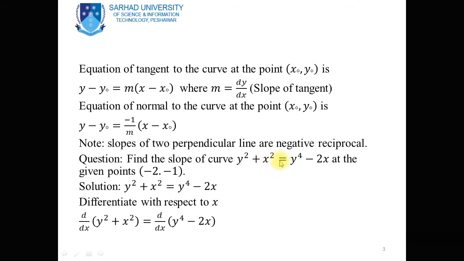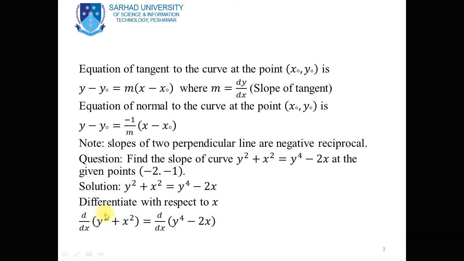Now for the slope of this curve, calculate the implicit differentiation at this point (-2, -1). Minus 2 represents x naught and minus 1 represents y naught. Now y square plus x square is equal to y power 4 minus 2x. So first of all, find the implicit differentiation of this implicit function, taking the derivative with respect to x of y square plus x square, and the derivative with respect to x of y power 4 minus 2x.